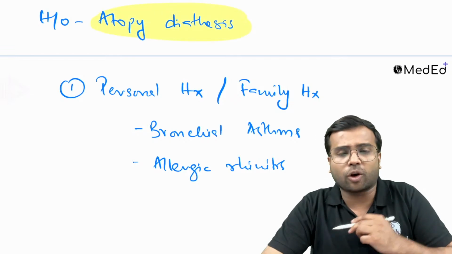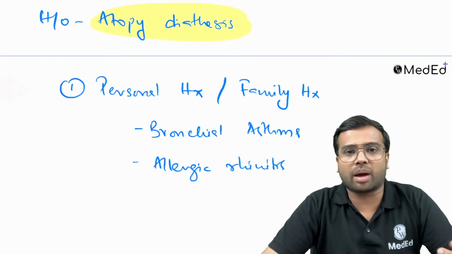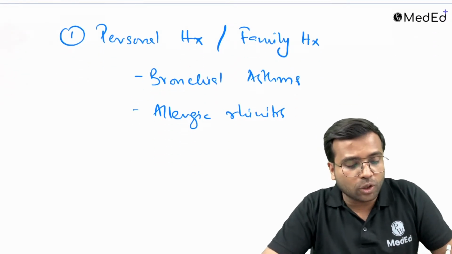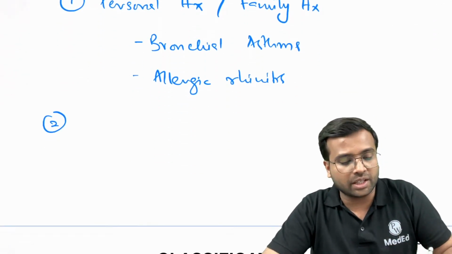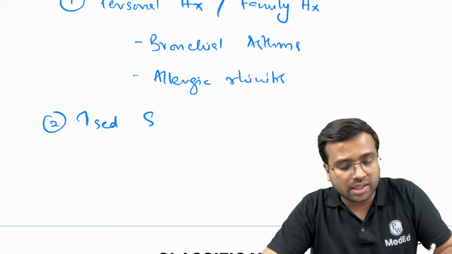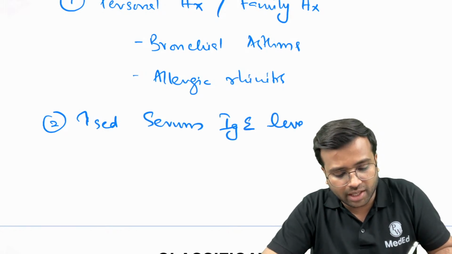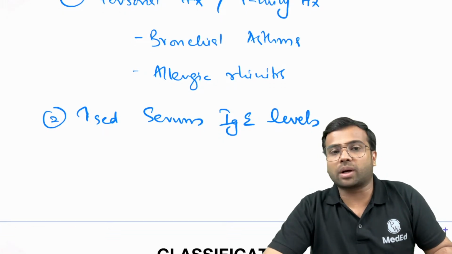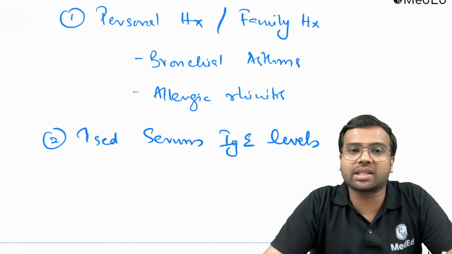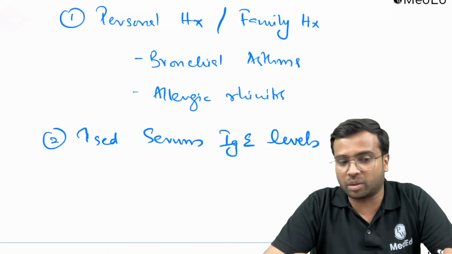Along with this atopic diathesis of a personal or a family history, there may also be increased serum IgE levels as well. So these two comprise the atopic diathesis that is associated with atopic dermatitis.